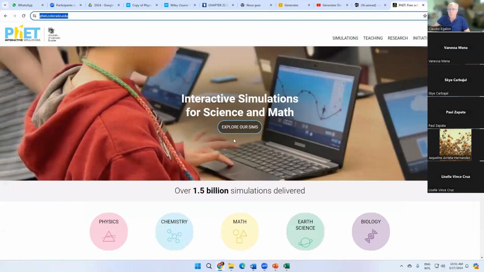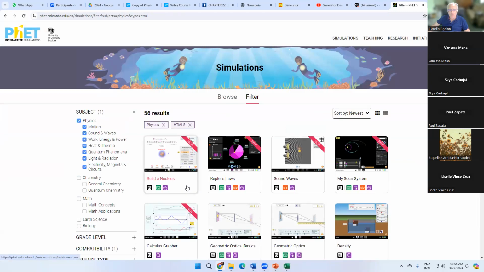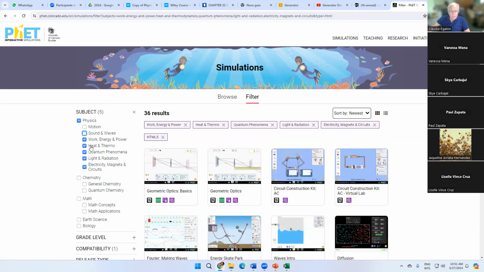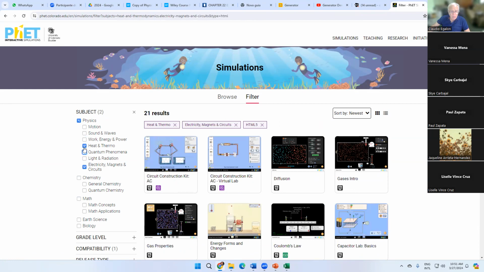Save it. And we want physics, and motion, sound waves. We don't want sound waves. We don't want work and energy. Let's see, electric circuits. That's what we want.